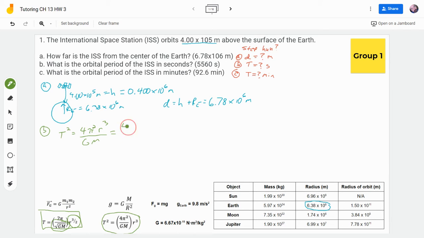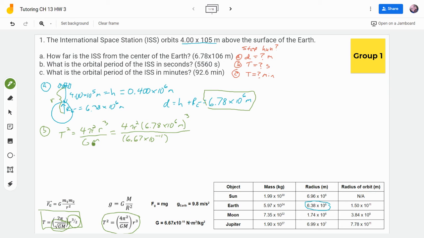So we've got to put in our numbers. So 4 pi squared. R. Okay, well, the R, that's the R we're going to use. That was our answer for part A. So 4 pi squared times 6.78 times 10 to the 6 meters. And only that last thing is going to get cubed. And all of this divided by big G, which is 6.67 times 10 to the minus 11th. And forget about the units for that one.